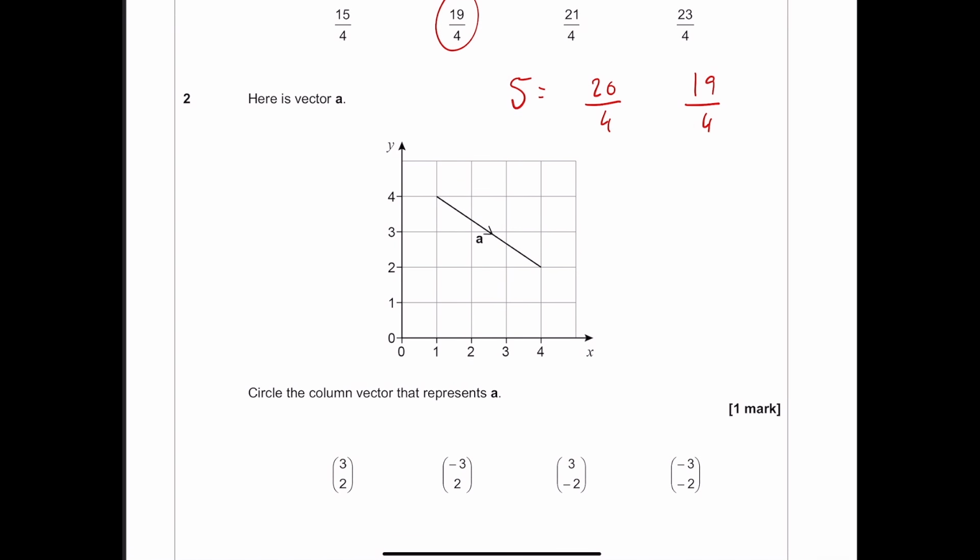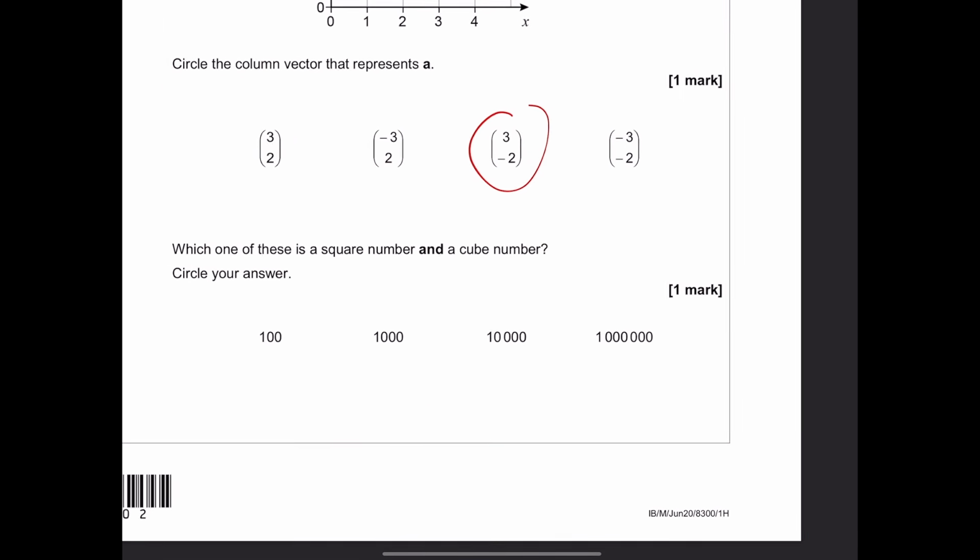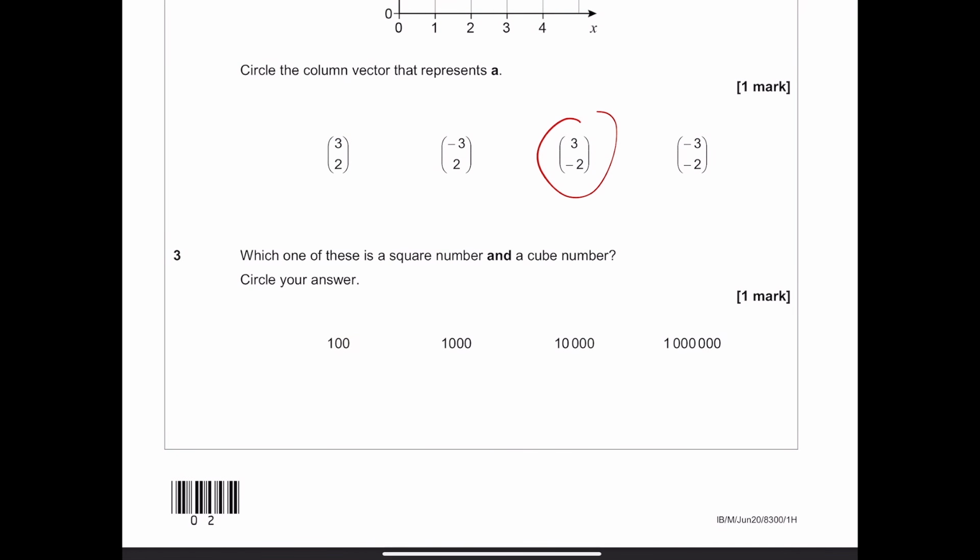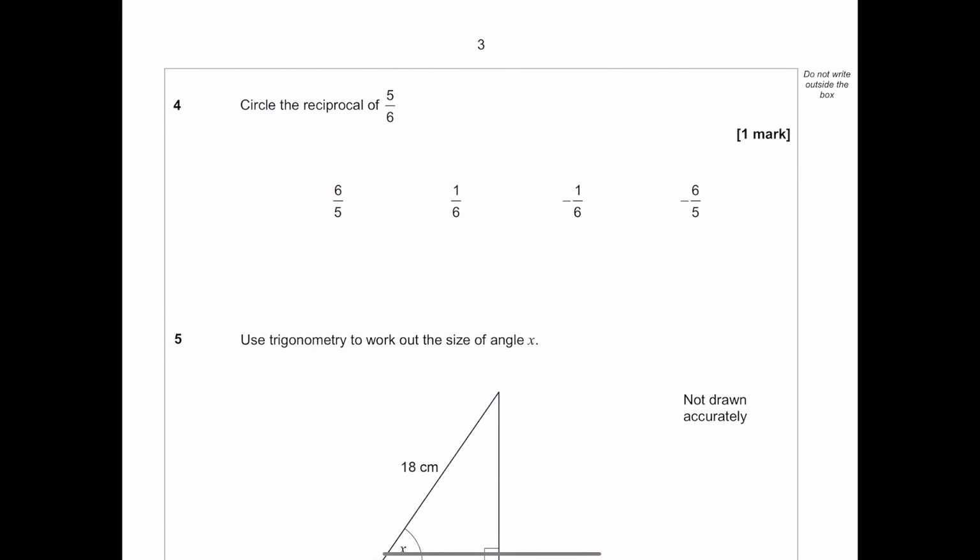Here is a vector A. Circle the column vector that represents A. A goes 3 to the right and 2 down, meaning it's going to be 3, minus 2. Which of these is a square number and a cube number? That is going to be a million, because 1,000 squared and 100 cubed both equal a million. Circle the reciprocal of 5 over 6, we just flip the fraction.